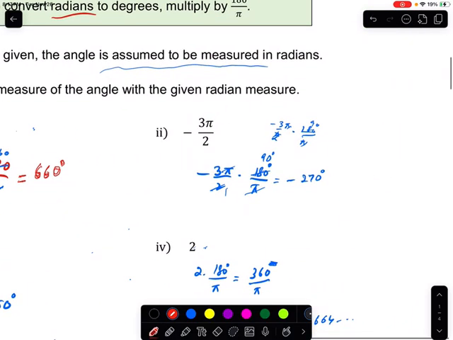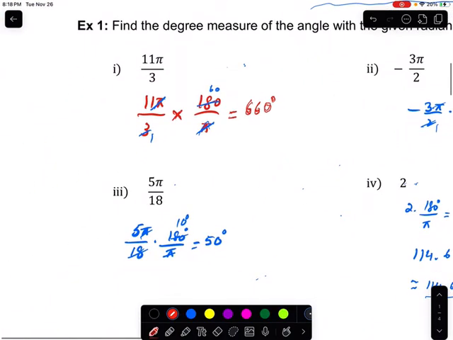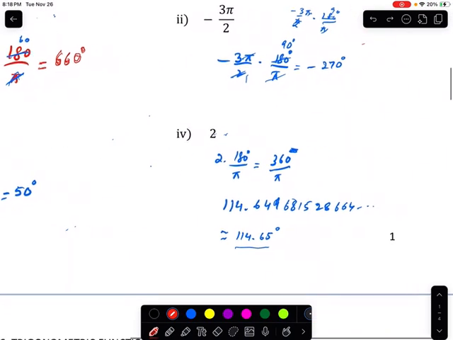The next example, negative 3 pi over 2. I take negative 3 pi over 2 and multiply it by 180 over pi. Pi and pi cancel out, simplify, the negative sign stays as it is, so we get negative 270 degrees. That is our degree measure. Then number 3, again multiply by 180 over pi, simplify, and we end up getting 50 degrees.